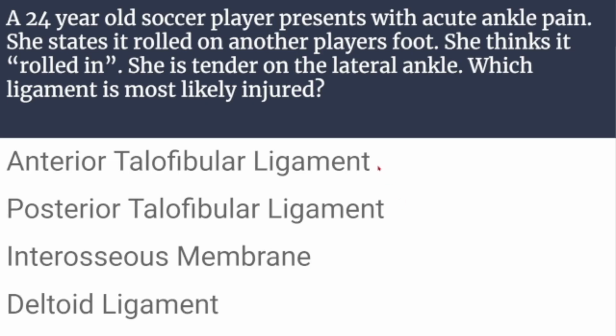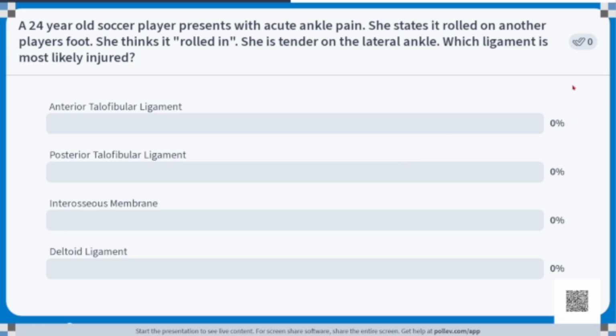A 24-year-old soccer player presents with acute ankle pain. She states it rolled on another player's foot. She thinks it rolled in. She is tender on the lateral ankle. And which ligament is most likely injured? The answer is anterior talofibular ligament.